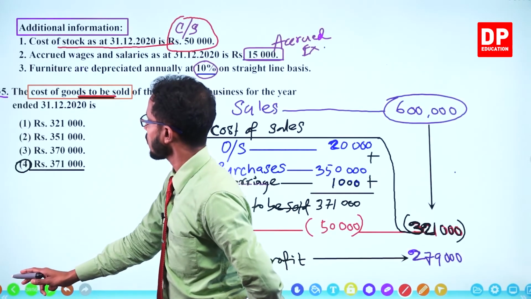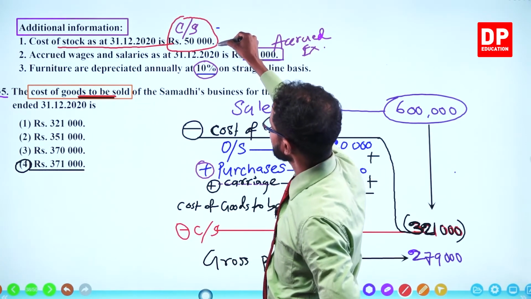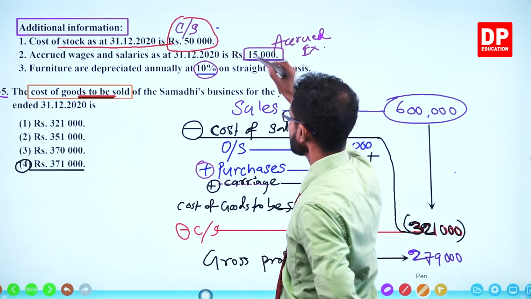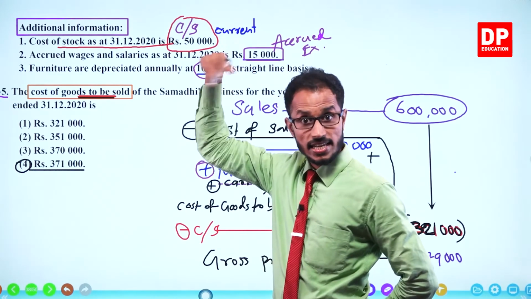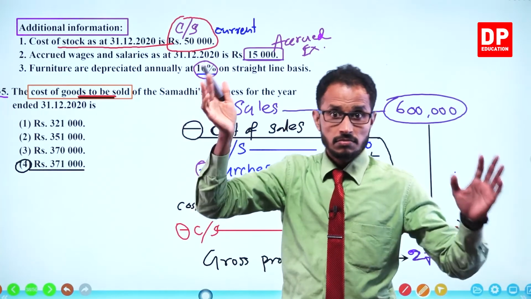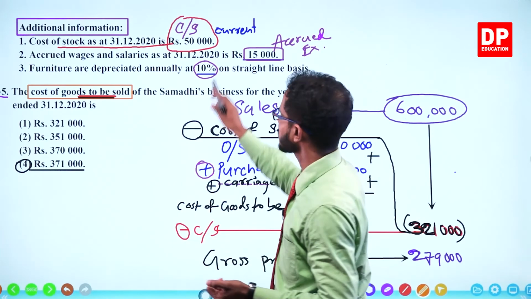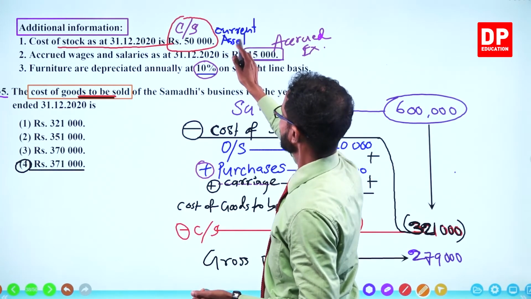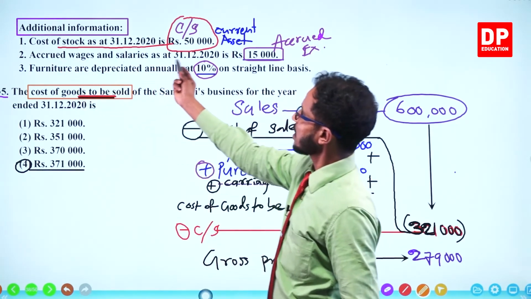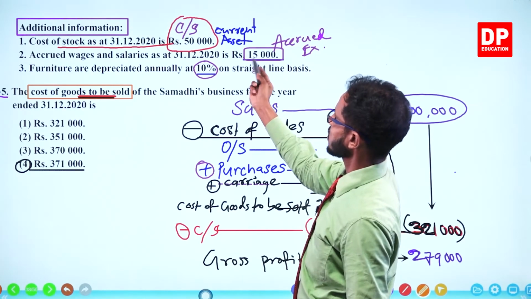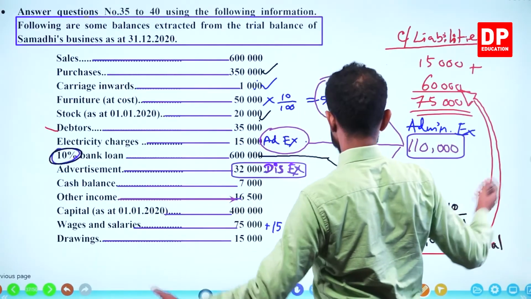Okay. First of all, go and check the additional information. Closing stock is a current asset. I told you. Didn't I tell you even earlier when we were searching for current liabilities? So must take 50,000. The accrued expenses is a current liability. This is 50,000, the current asset.